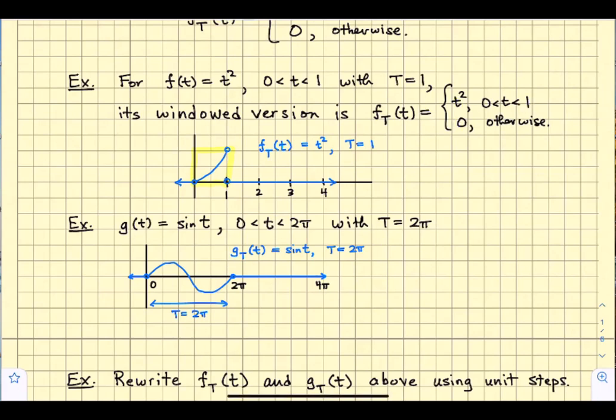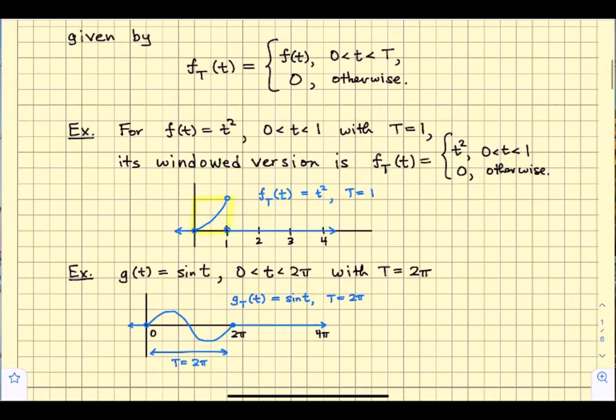And graphically, we would get one cycle on 0 to 1, and then outside of that highlighted window, the function needs to be 0. This is the key difference between a full-blown periodic function and the windowed version of a periodic function. The windowed version is only capturing one period. We're viewing through this window, one period. And very, very important is that it zeroes the function out outside of the window.